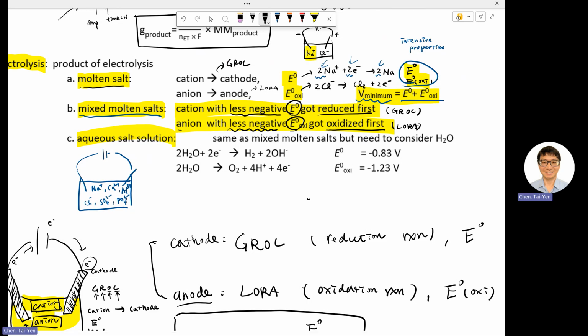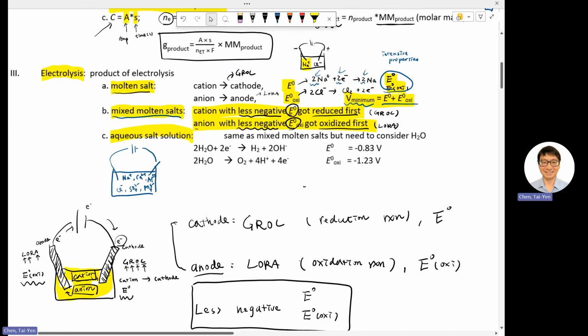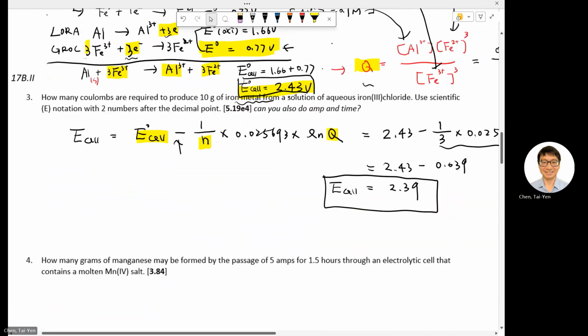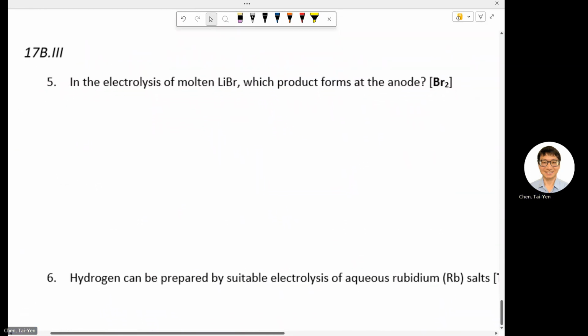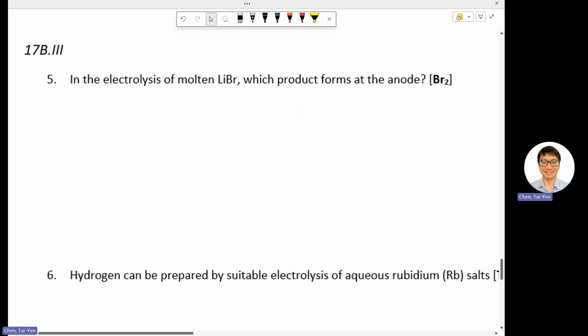All right, with that being said, let's go through a few examples so we can strengthen all this concept. If we look at question number 5, it says: in the electrolysis of molten lithium bromide, which product forms at the anode? A few keywords: electrolysis and the anode. The anode undergoes the LOA, which means the things you care about are going to happen at your anode.